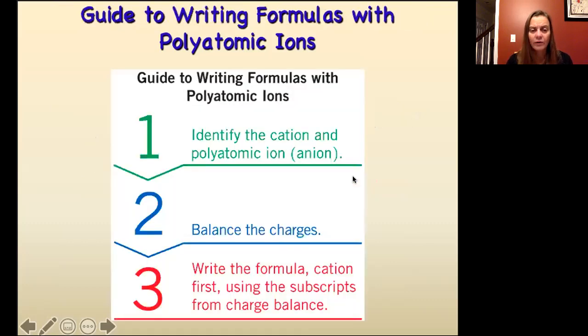So quick overview, we identify the cation and the polyatomic ion. We're going to make sure our charges sum to 0, and we're going to write the formula, cation first, and use subscripts to make sure our compound is neutral, just like we've been doing with our binary. The only difference is that now we have a polyatomic ion, so if there's a subscript on that, it goes inside parentheses.